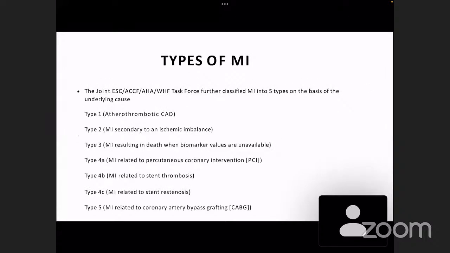For the types of MI, according to the Joint Task Force, it classified it to 5 types. Type 1 is the atherothrombotic coronary artery. Type 2, MI secondary to an ischemic imbalance. Type 3, MI resulting in death when biomarkers values are not available or could not be obtained. For type 4A, MI related to PCI. 4B related to stent thrombosis. For 4C, MI related to in-stent restenosis. Type 5 is MI related to CABG.